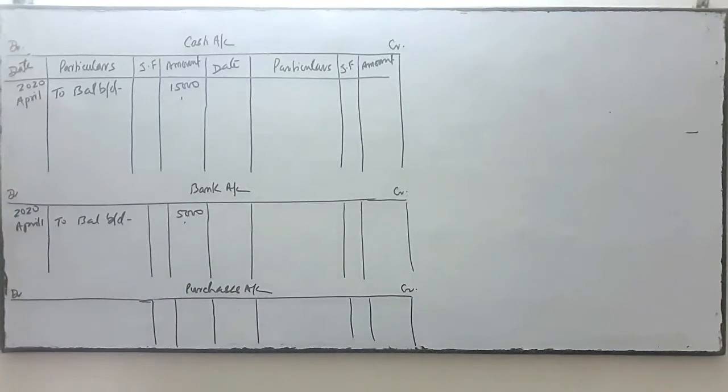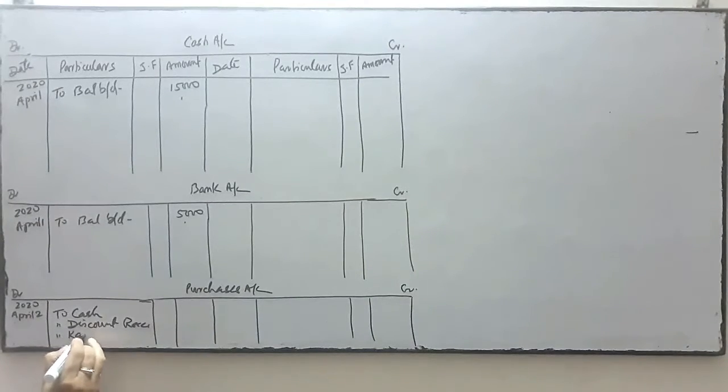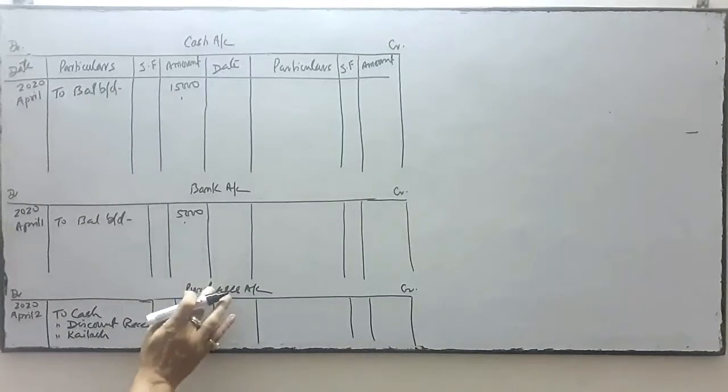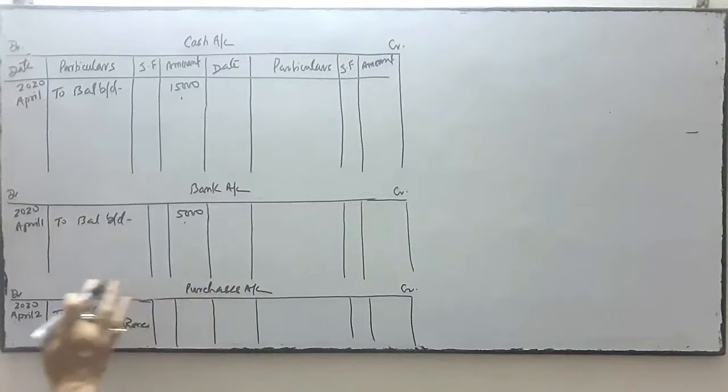Now the next transaction, purchase, April 2nd: purchase account debit to cash account, to discount received, to Kailash. So in the purchase account, we will write in 2020, April 2nd, to cash, to discount received, to Kailash. So purchase is 18,000, on the debit side of the purchase account.